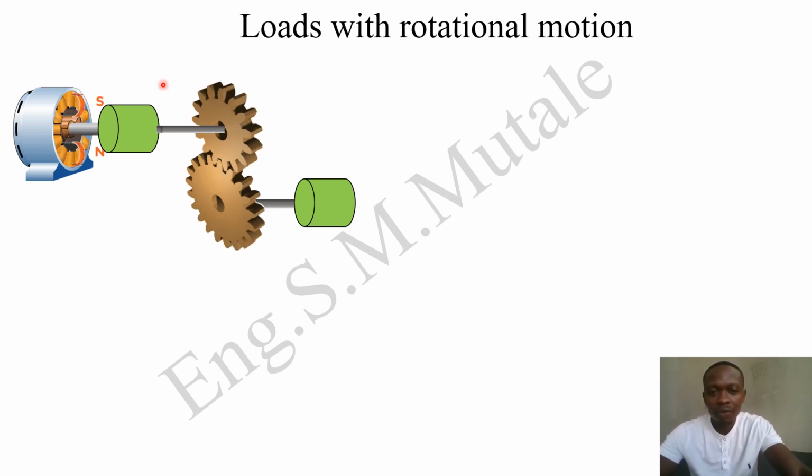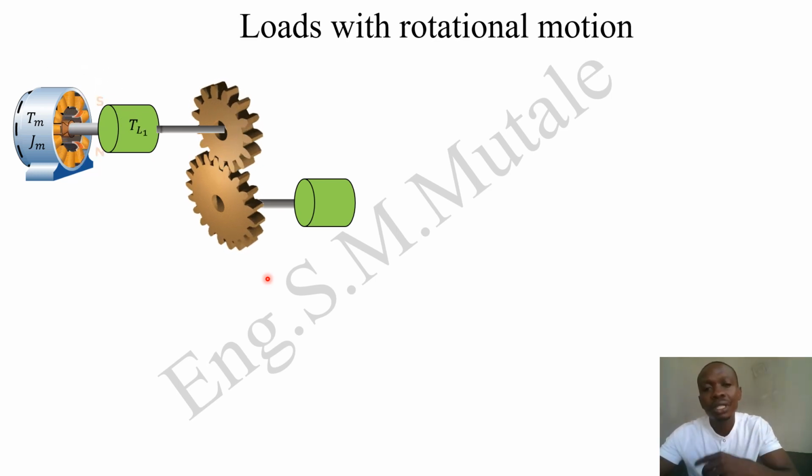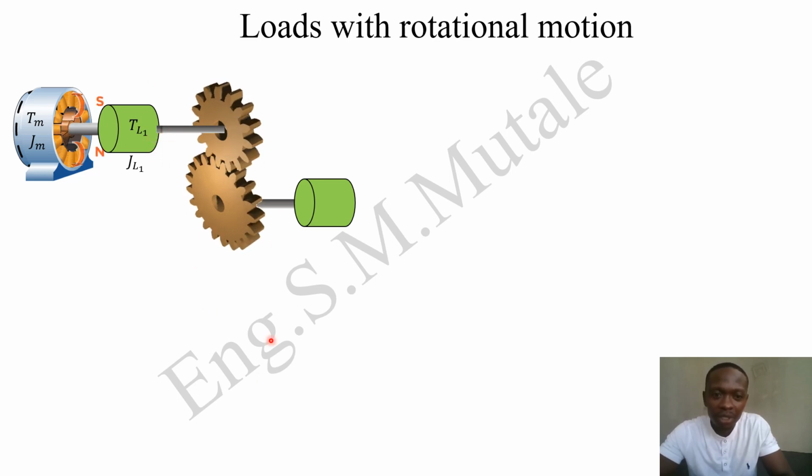So we've got the motor here, which has a motor torque of Tm, and it has a moment of inertia, which we are calling Jm. This is coupled to a load. The first load has a torque, which we are calling TL1, as well as a moment of inertia, which we are calling JL1. Then this load is connected to a gearbox, and the second load is connected there.